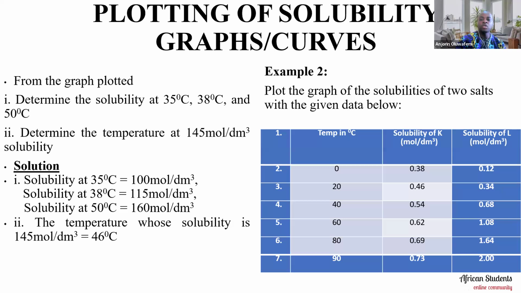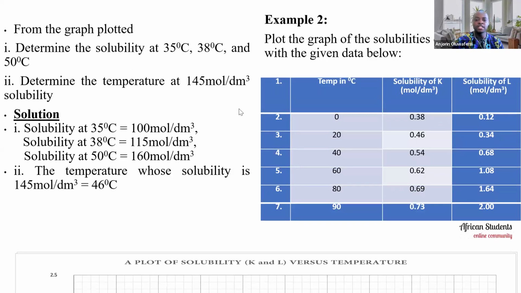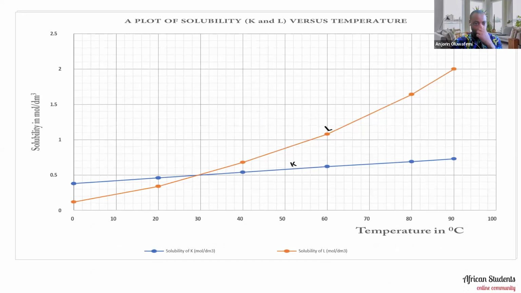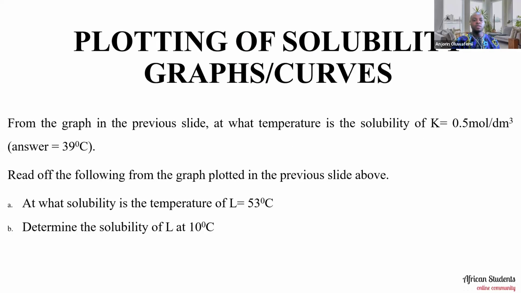The second example says plot the graph of the solubility of two salts with the given data below. So this is the data that we have for two salts, and I want you to attempt it also where you are, so that you'll be sure that you're getting it. If you plot the graph very well, what you will end up having will look like what we have in the next slide. So the two salts will take this form, and that is how to plot the solubility curve.